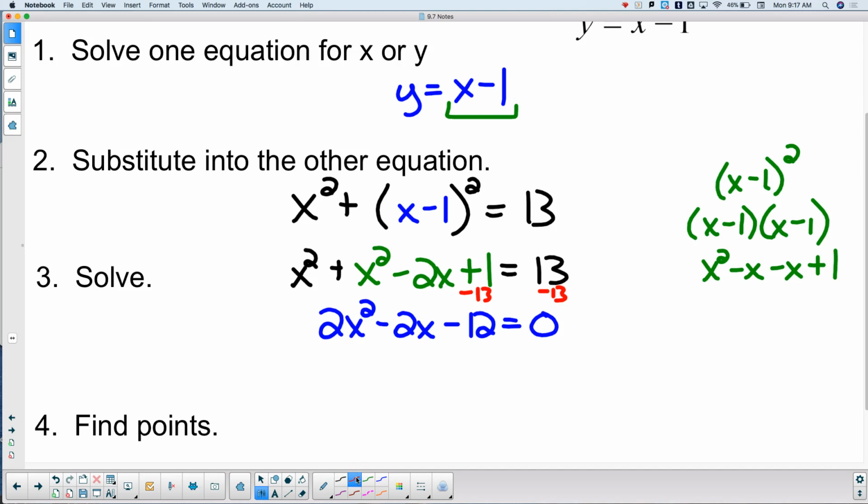by subtracting 13 from both sides. They all have a 2, correct? Yes, 2, 2, and 12 can all be divided by 2. So let's divide everything by 2. That gives me x squared minus x minus 6 equals 0.